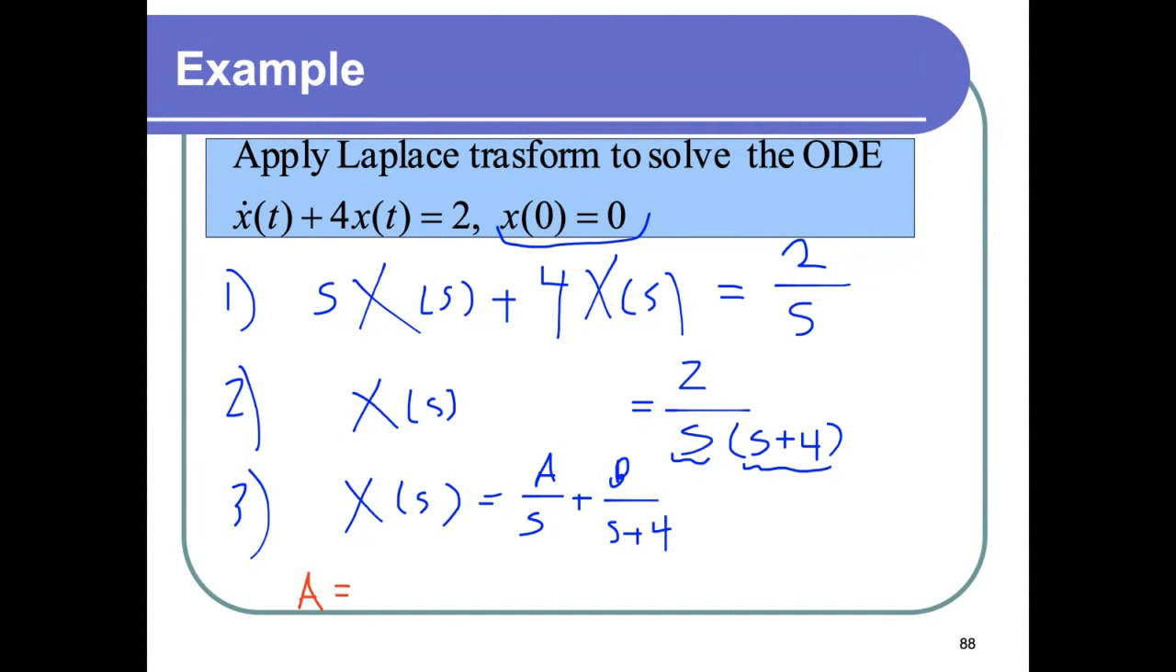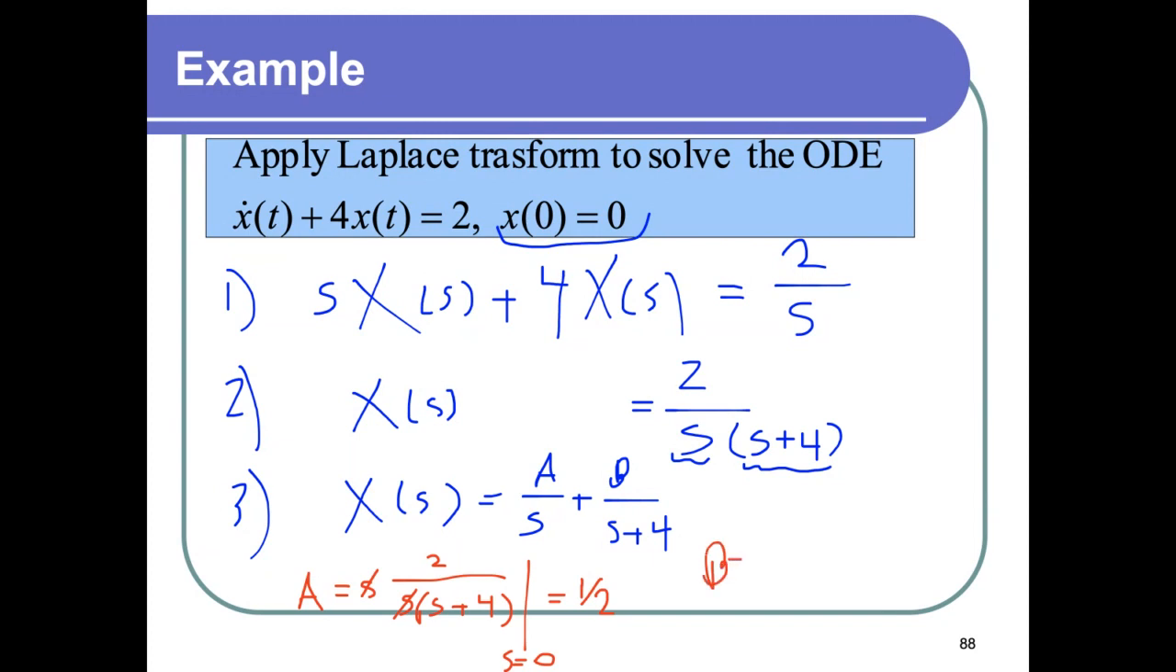We have a over s plus b over s plus 4. Now I want to solve for the coefficient a. So a is equal to what? It corresponds to s multiplied by x of s, which is 2 over s plus 4. This is evaluated at s equal to 0. These parts will cancel out, and we will have 1 over 2.